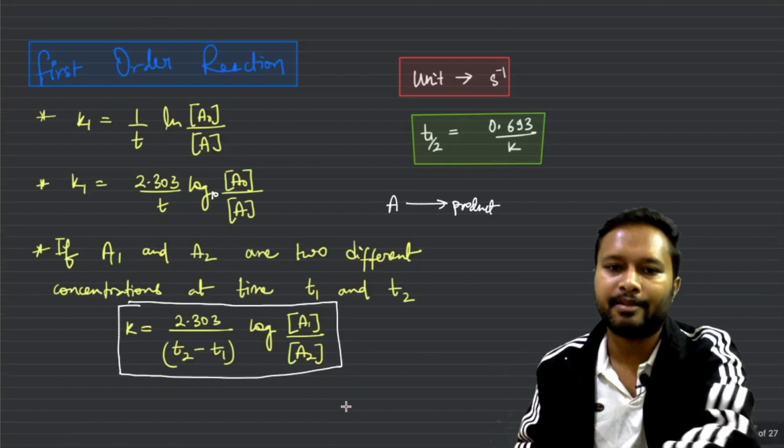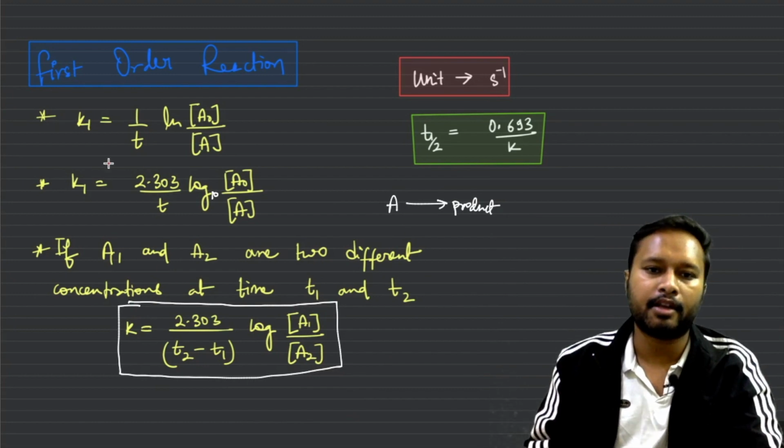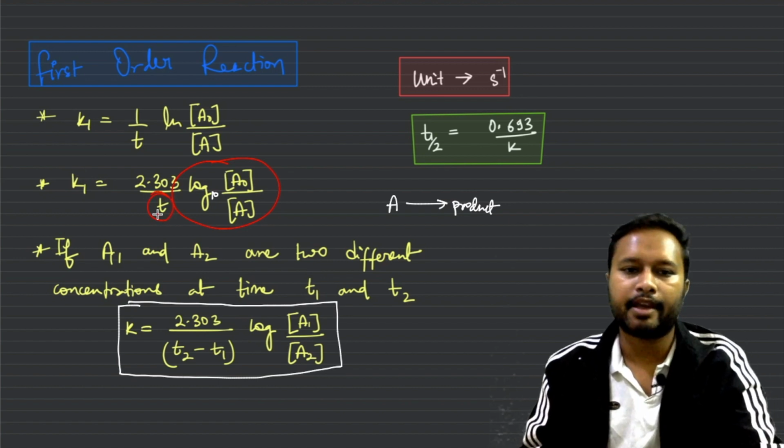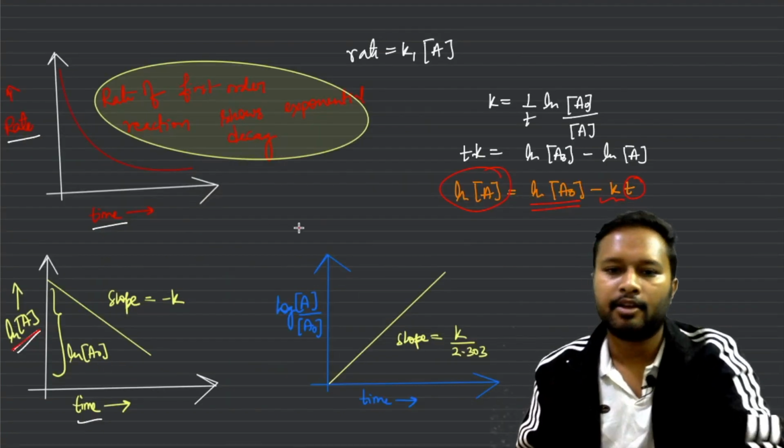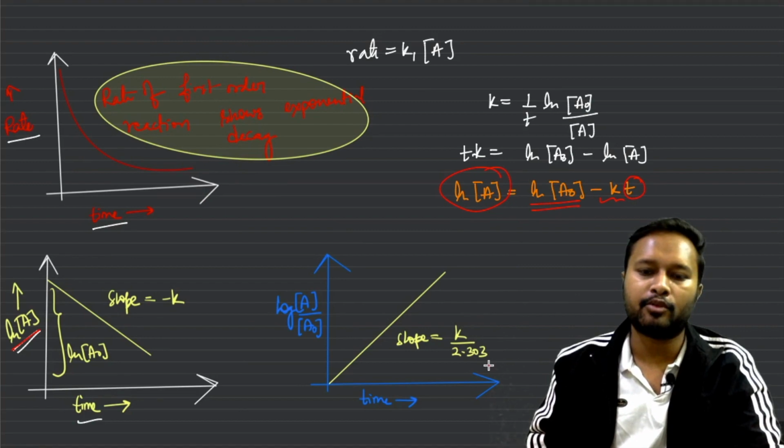Now one more very simple graph is here regarding this particular equation. If I plot this whole thing on the y-axis and this on the x-axis, if I multiply it on the other side, I'll have a positive slope of K upon 2.303, and that's what this graph is about.